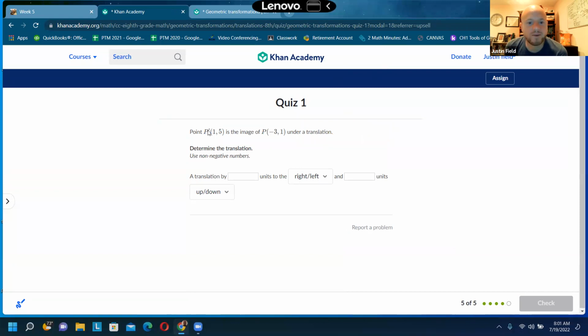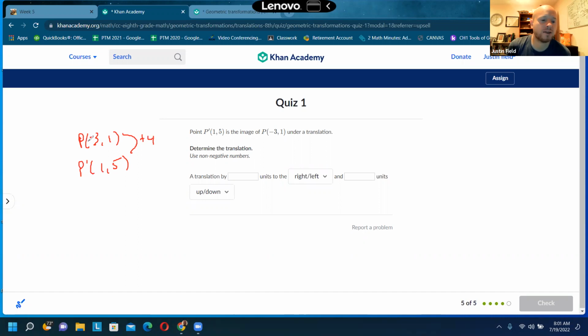Now this one, they gave me the image and they gave me the pre-image and they're asking me for the translation. This will not be a problem. I will figure that out. So if we start at -3, 1, and we're going to 1, 5, in what vertical direction am I moving to get from 1 to 5? I am plussing by 4. I'm adding 4. I'm going up 4.